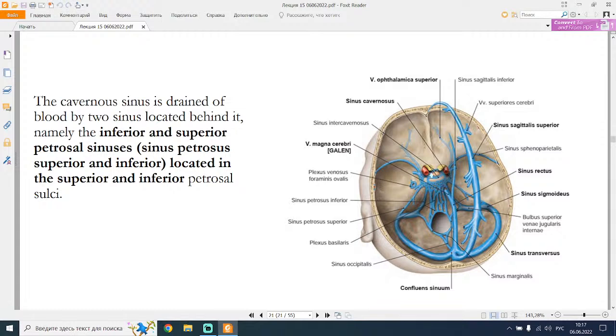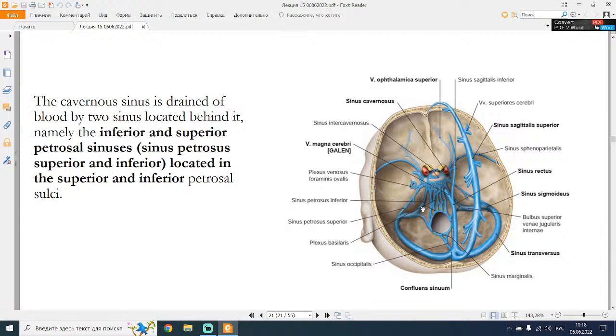The cavernous sinus is drained of blood by two sinuses located behind it, namely the superior petrosal sinus, sinus petrosus superior, and the inferior petrosal sinus, sinus petrosus inferior.